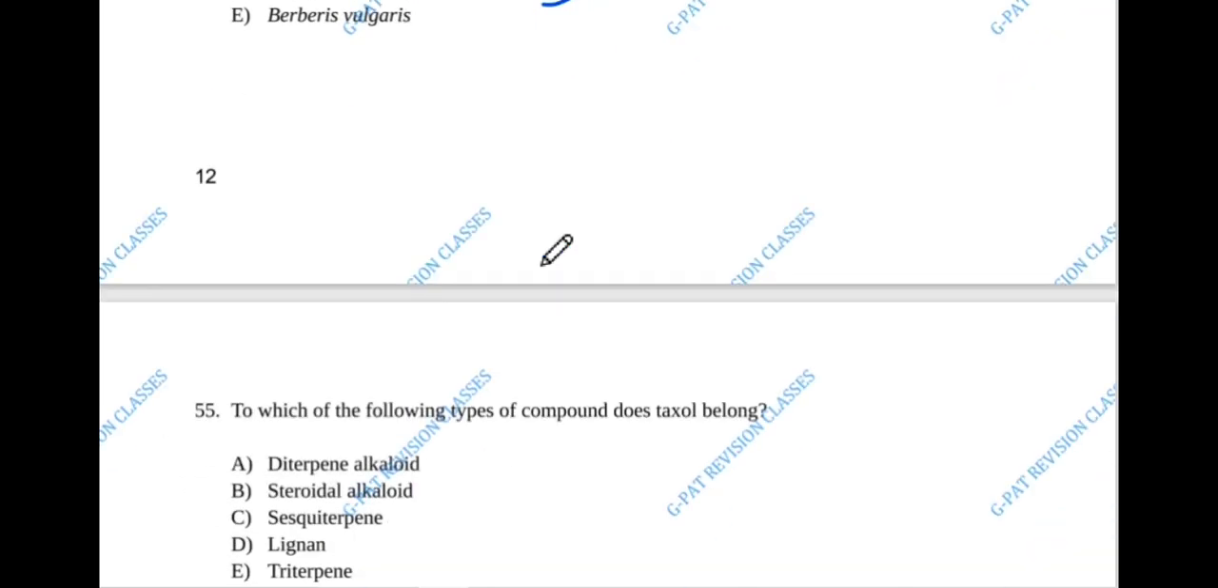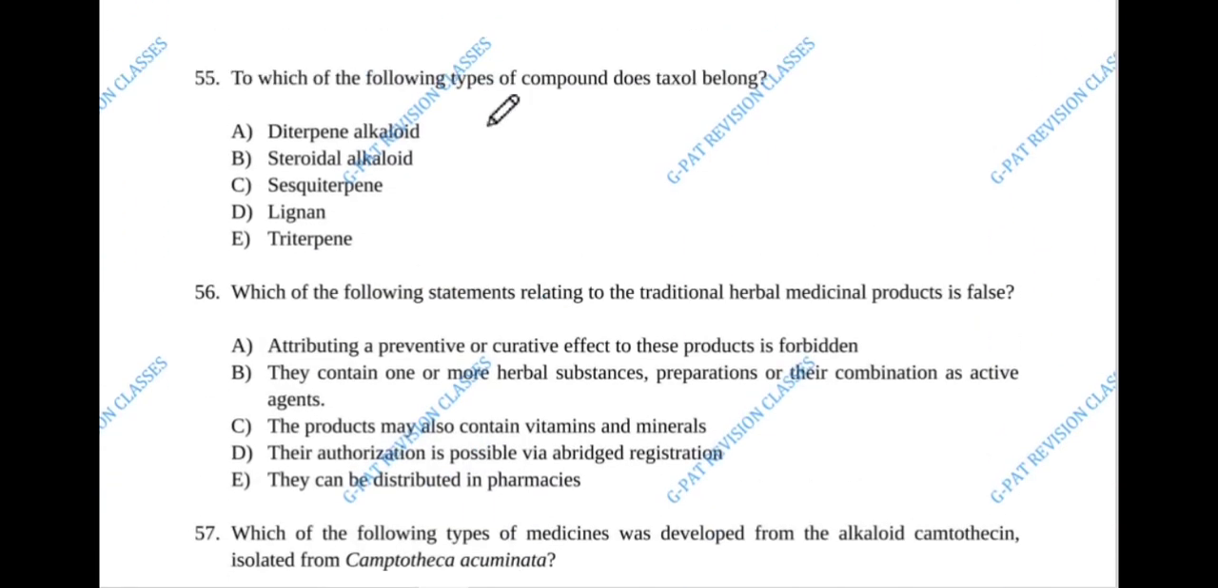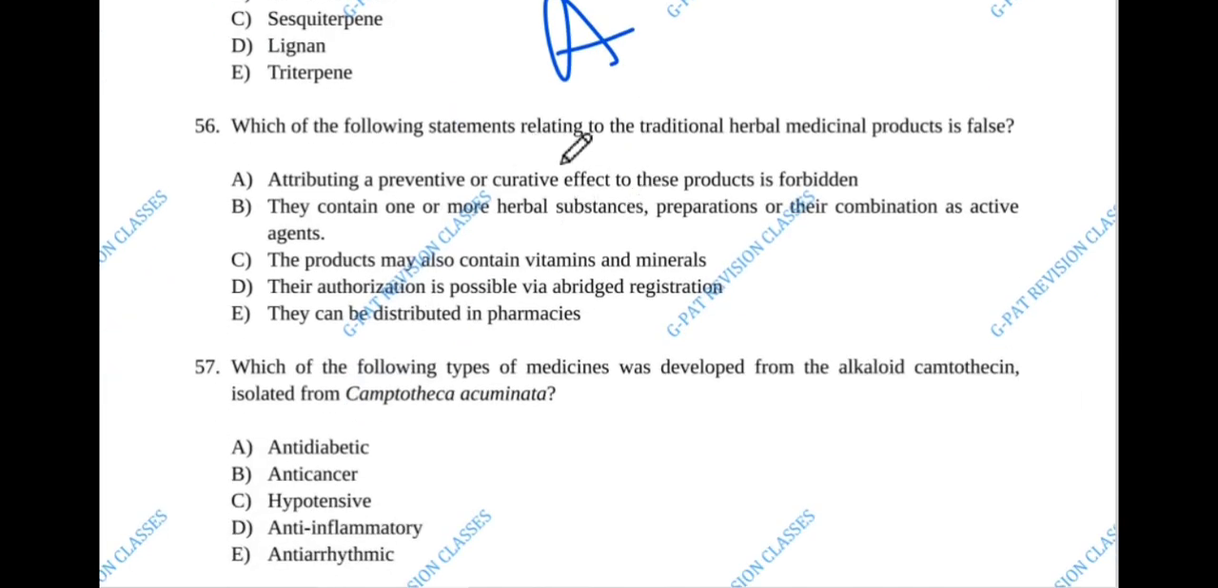Next is 55 question number. To which of the following type of compound does taxol belong? The answer is A. Diterpene alkaloid. Next is 56 question number. Which of the following statement relating to the traditional herbal medicine product is false? ट्रेडिशनल हर्बल मेडिसिन प्रोडक्ट। तो इसका जो आंसर होगा वो होगा फर्स्ट, attributing a preventive and curative effect to these product is forbidden. The answer is A.